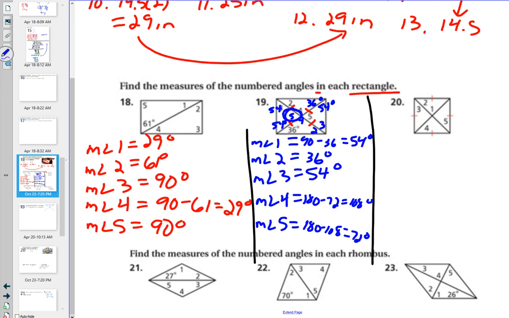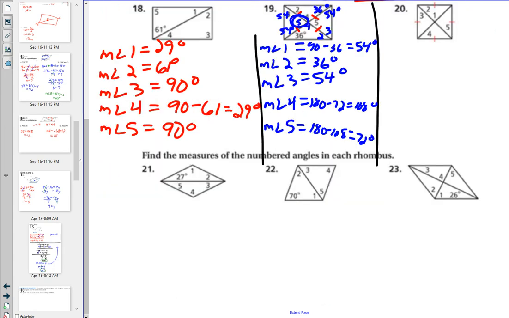You could have also actually used exterior angle sum to find 4 and 5. Just because we're low on time, let me skip to rhombus. What do we know about a rhombus? That the diagonals bisect the angles.